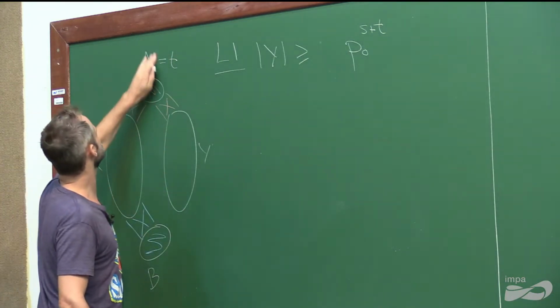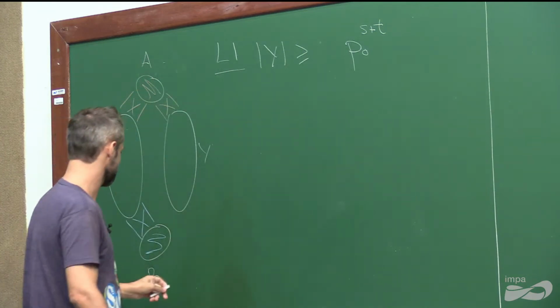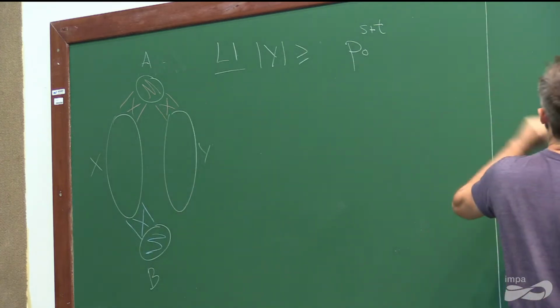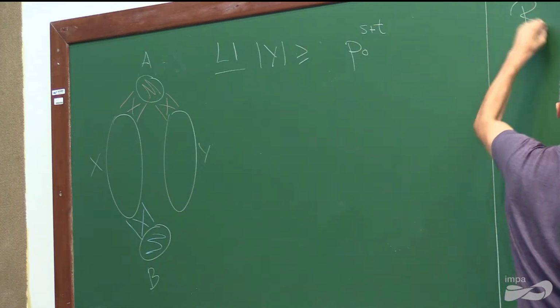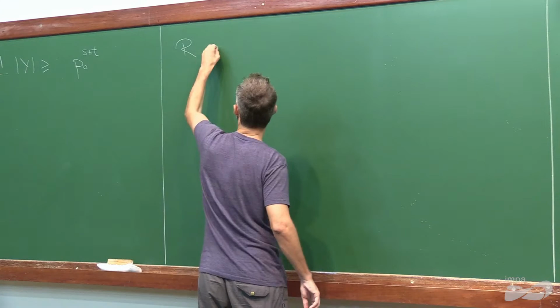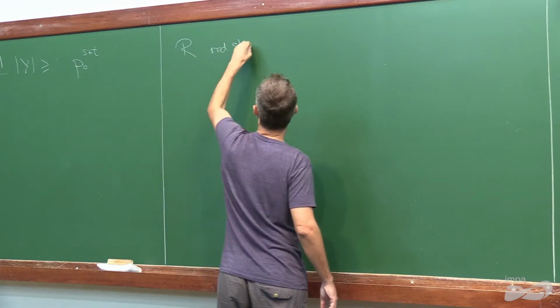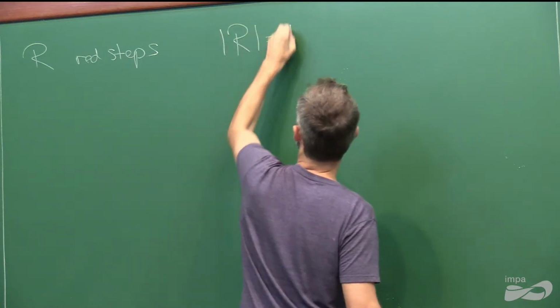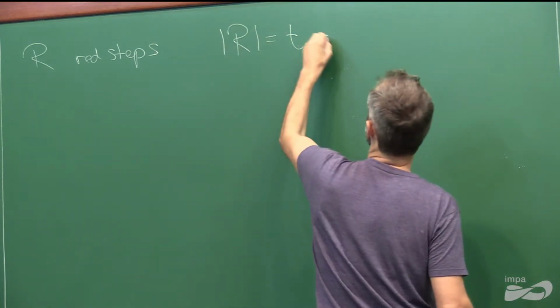Maybe I'll put it somewhere else. Okay, so what we're going to do, we're going to have various kind of steps. So R is going to be a set of red steps. And the size of R is going to be T, okay? Which is the same thing as the final size of A.